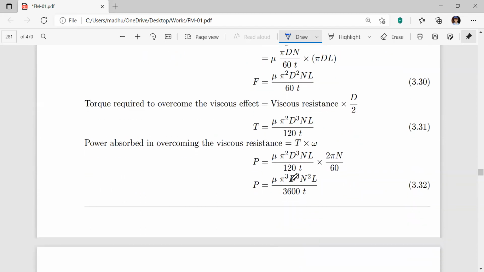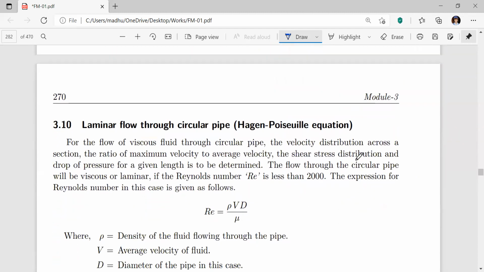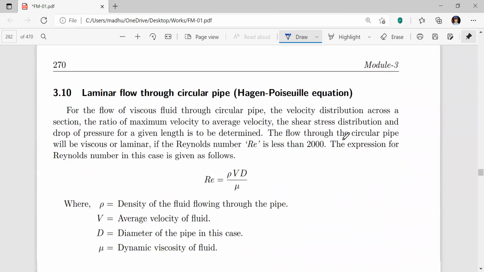Power absorbed in overcoming the viscous resistance is torque into omega, angular velocity. Torque expression as it is, you substitute in the power expression. Omega is nothing but angular velocity 2 pi N by 60. Substituting, finally we will get P equal to mu into pi cube D cube N square L by 3600 t. So kindly go through the above expression.